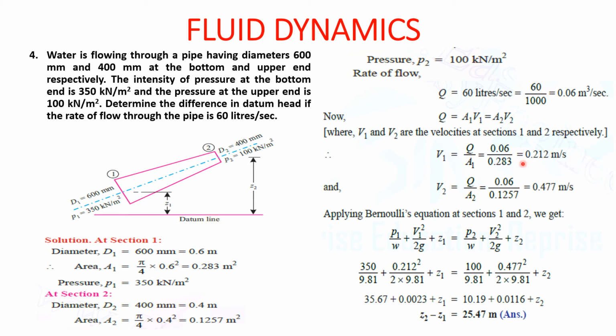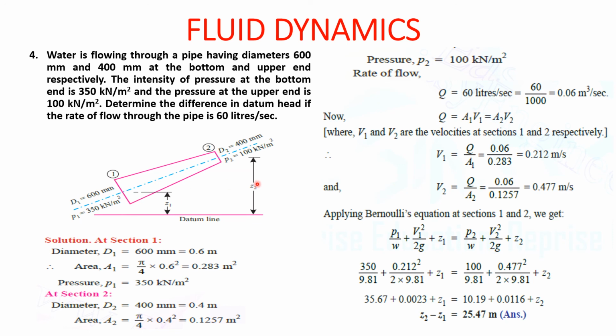Now again see guys that the diameter is larger at section 1, so the velocity will be lower as compared to section 2. So V2 will be equal to Q divided by A2, which is 0.06 divided by 0.1257, which is equal to 0.477 meters per second. So see guys, as compared to V1, the value of V2 is larger because the diameter at section 2 is lower as compared to the diameter of section 1.